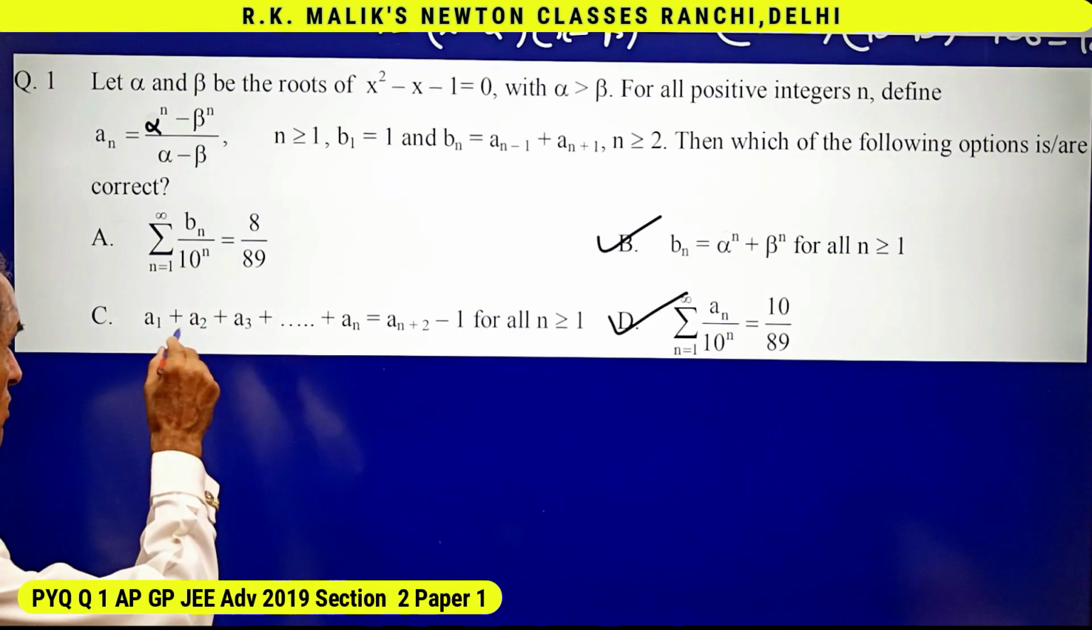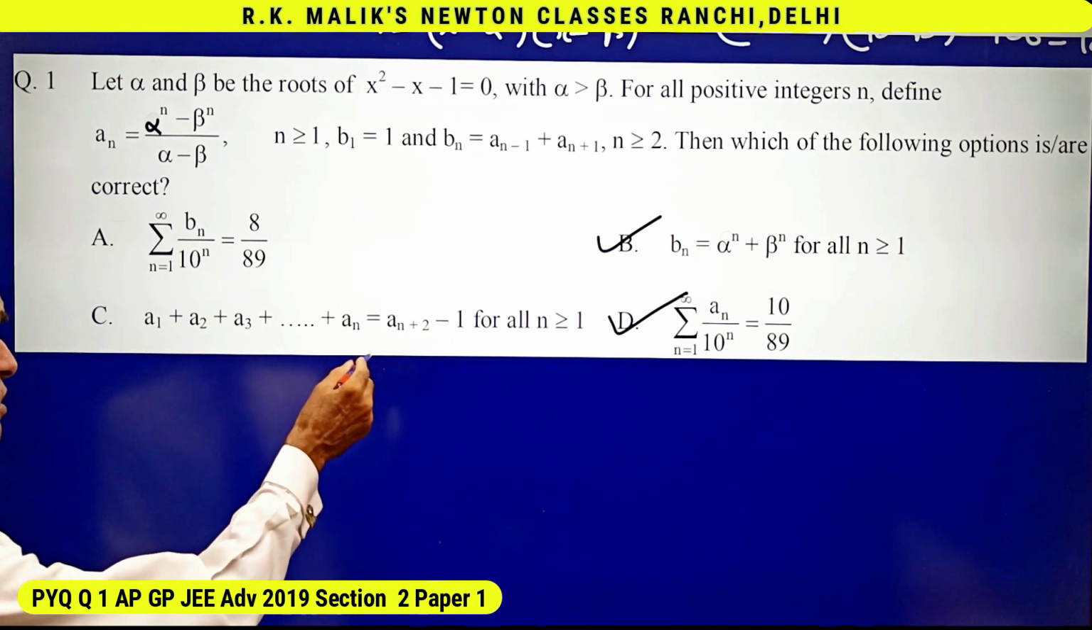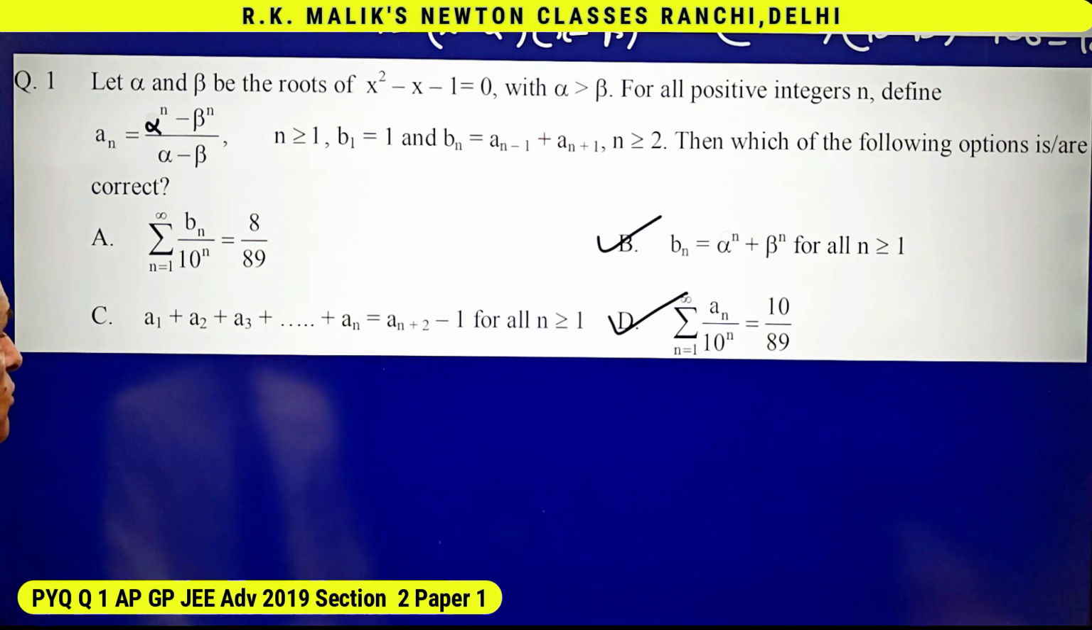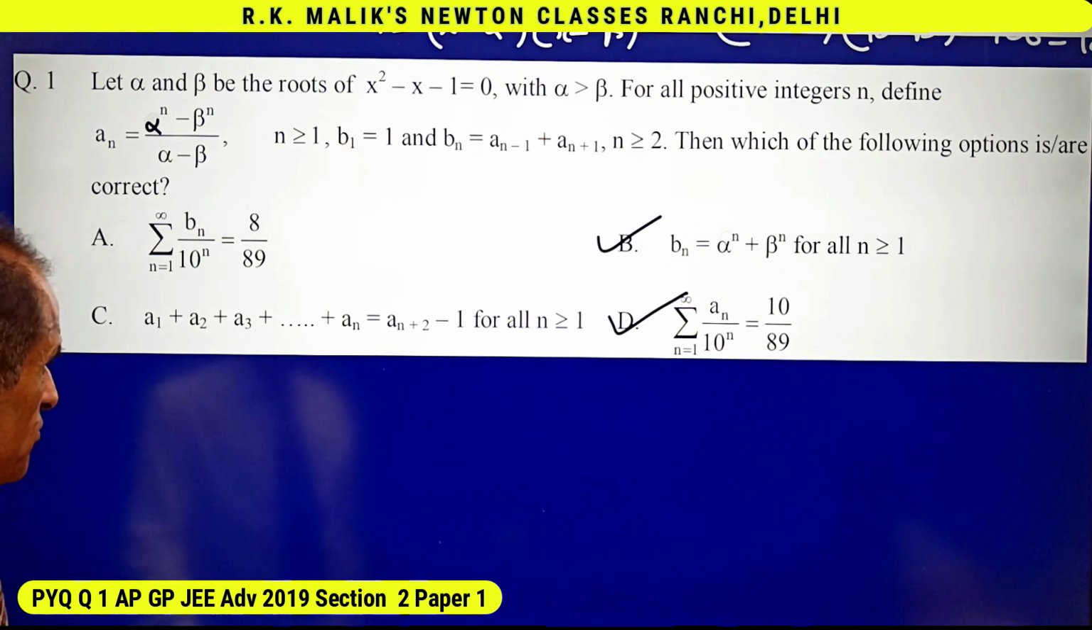Now I am going to check this. I can find the value of this by 3 methods, but presently I am telling you only 2 methods because the third method is a bit lengthy.